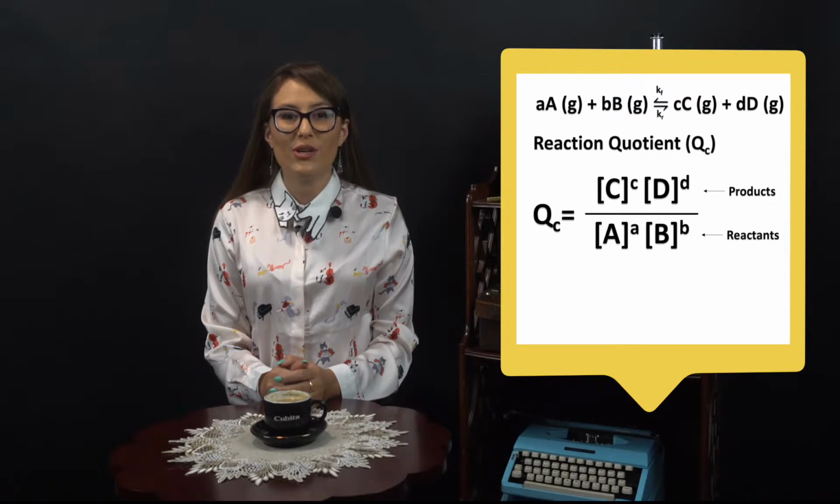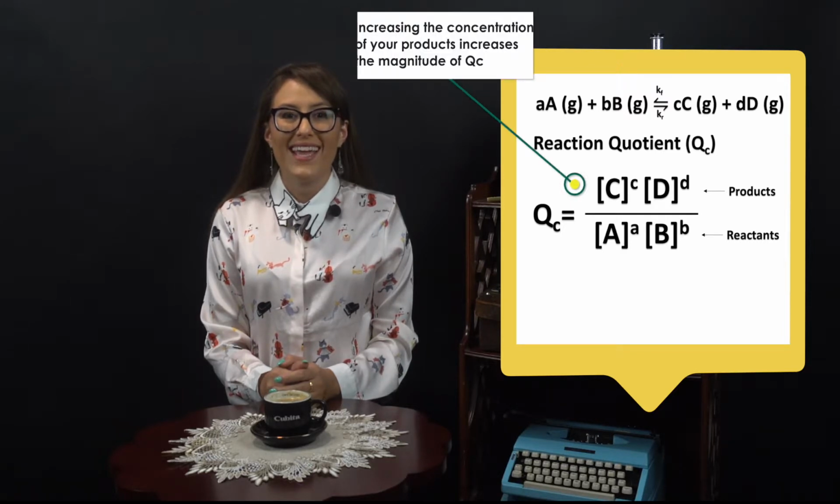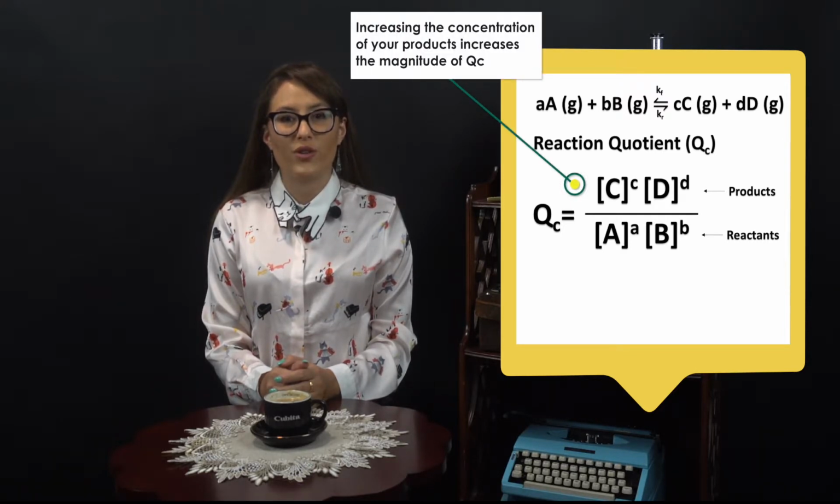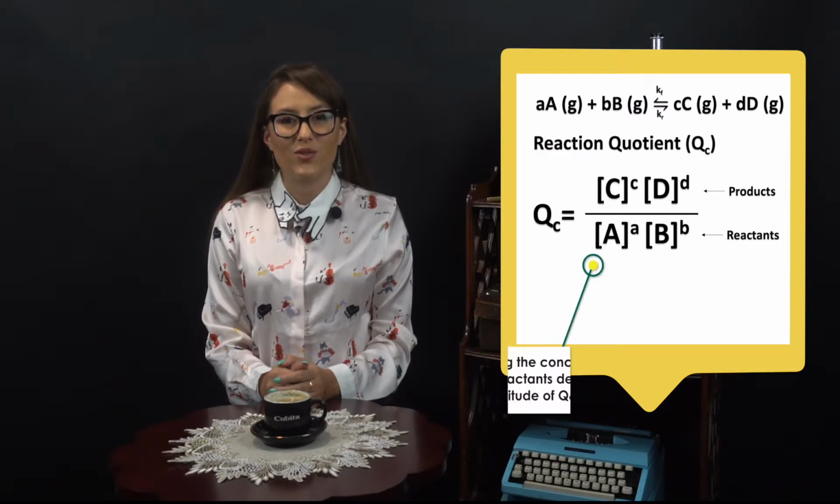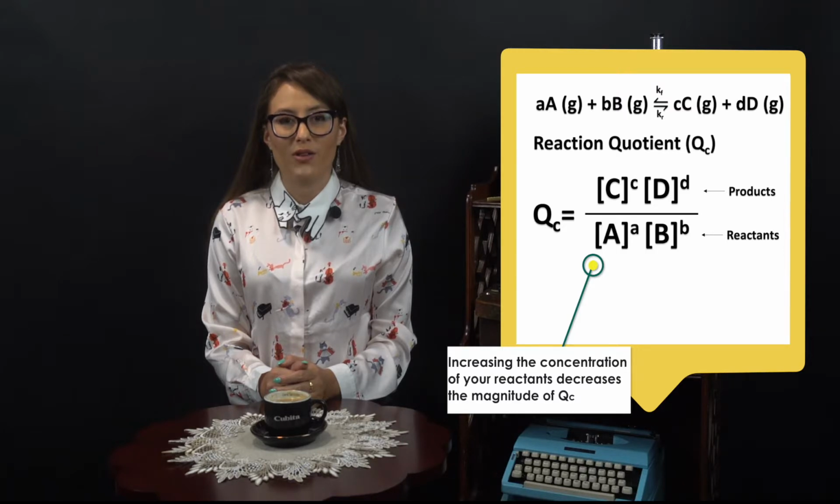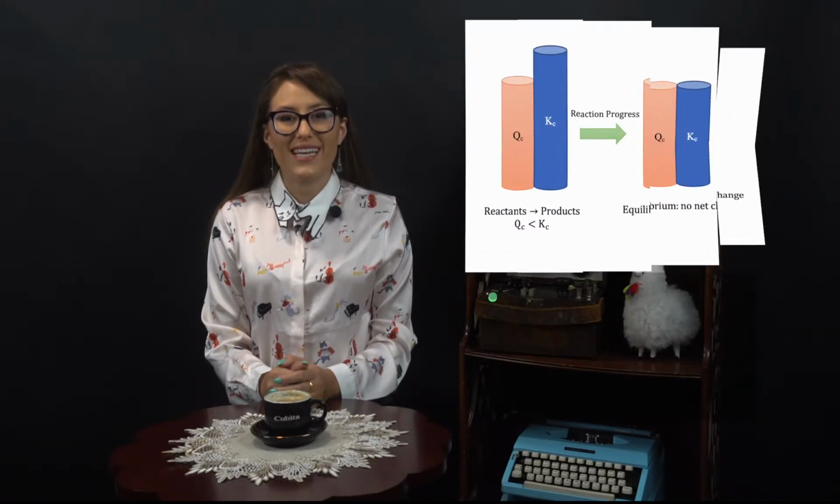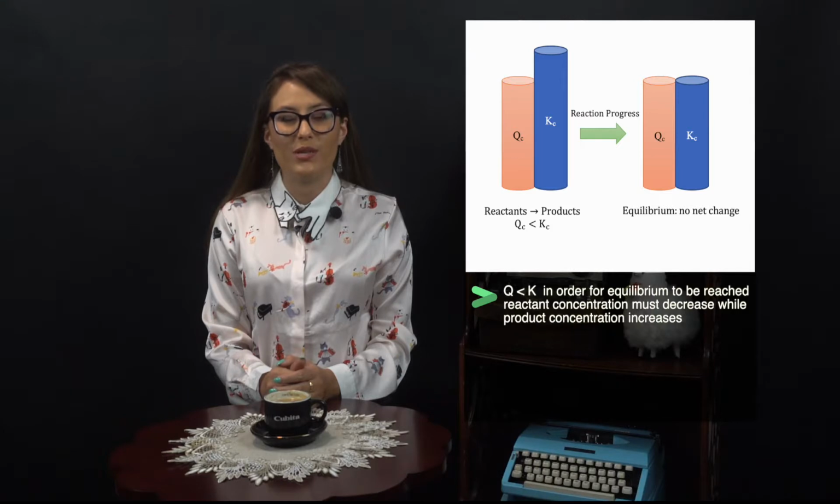By comparing the reaction quotient to the equilibrium constant, you can determine the direction in which the reaction is proceeding. If we take, for example, the general formula for Q, which is equal to the product concentration over the reactant concentration, if you increase the amount of product concentration, Q will become larger and vice versa. If you increase reactant concentration, then Q becomes smaller. If Q is less than K, then the reaction is not at equilibrium, and the reaction will progress to the right until Q equals K.